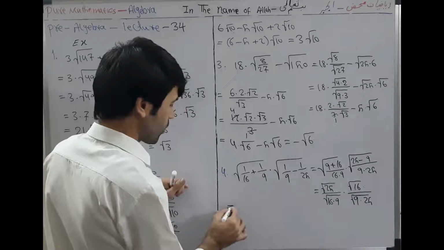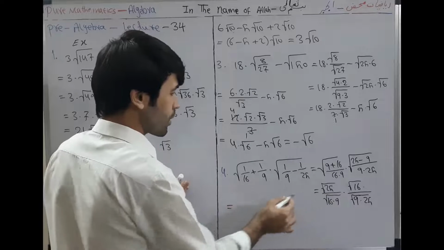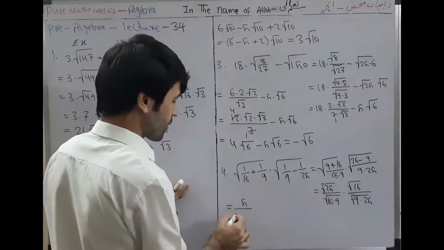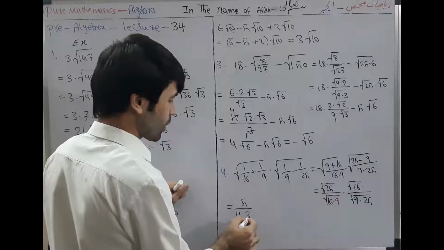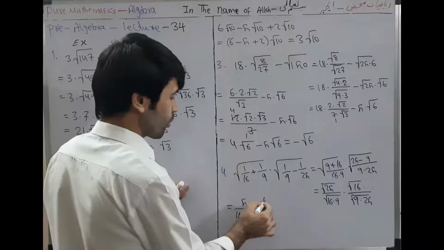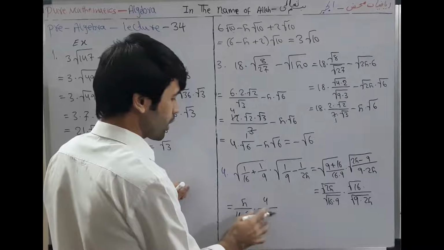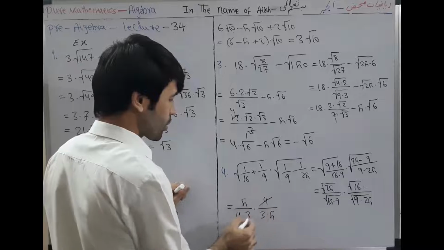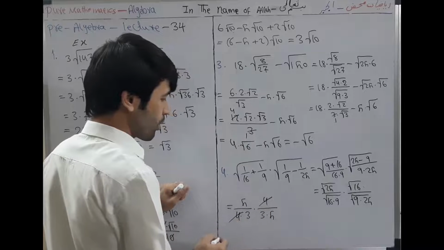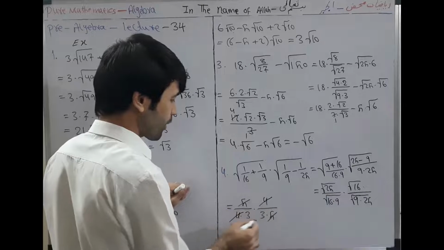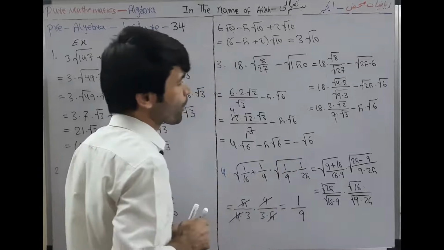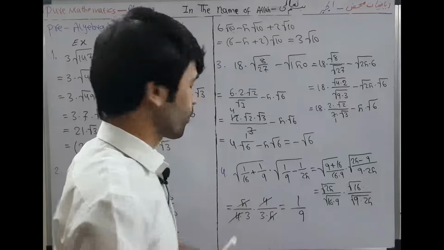It is equal to square root of 25 is 5 over square root of 16 is 4 into 3 into 4 over 3 into 5. 4 by 4 cancel, 5 by 5 cancel. It is equal to 1 over 3 multiplied by 3. It is equal to 9. It was question 4.